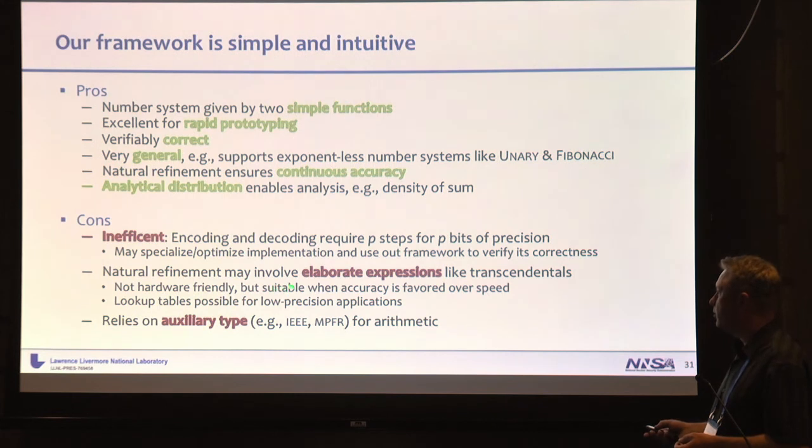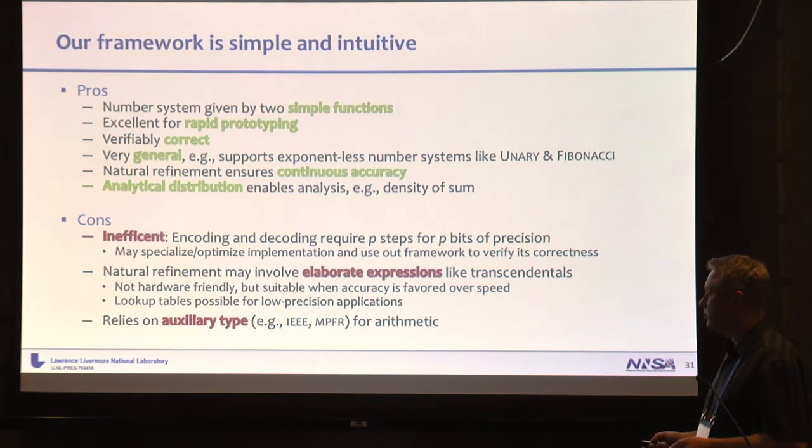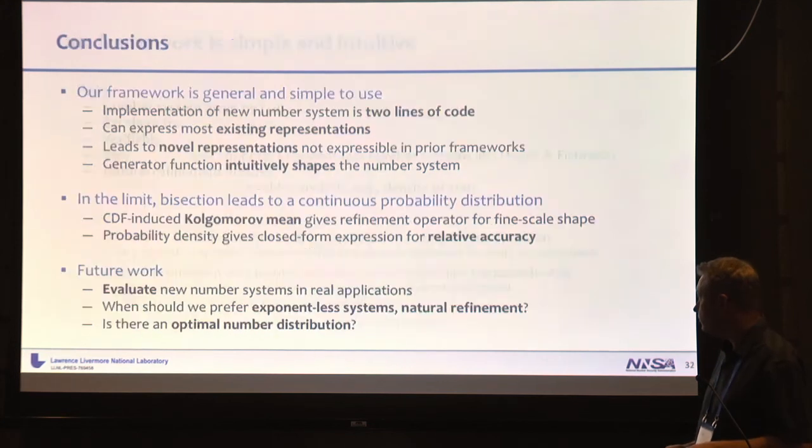This natural refinement that we presented results in somewhat elaborate expressions in some cases involving transcendentals and whatnot. And that's not super fast either. It's probably not easy to implement in hardware either. And also, I would point out that we actually require this auxiliary type to do arithmetic. So we're currently using IEEE at high precision. We could go to MPFR to get arbitrary precision and so forth, right? But we can't get to arithmetic on these.